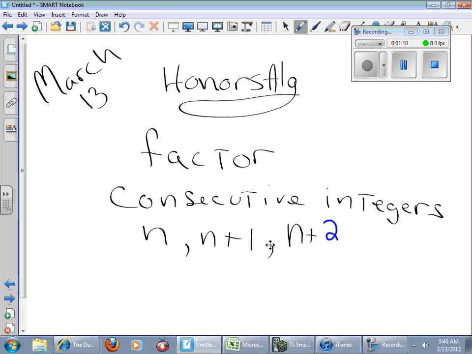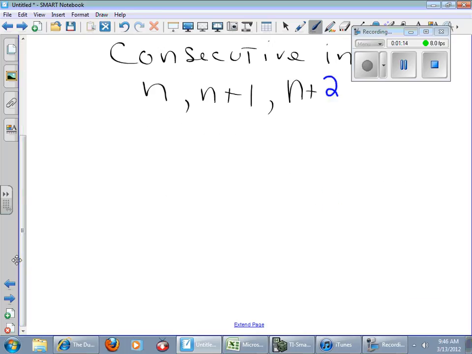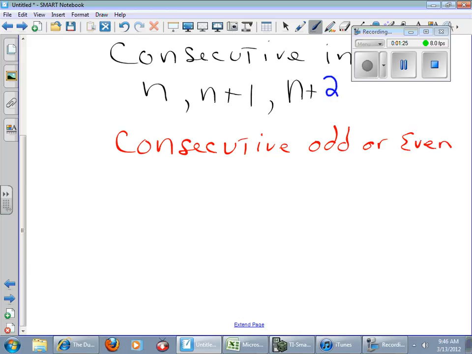You've got to pay attention, though, if it says something like consecutive odd or consecutive even. All right, consecutive odd or even, they both work the same way. Again, you don't try to make the variable odd or even. You just say it is. So your first is n. Okay, you don't try to do anything to it. Or if it said a negative integer, you wouldn't do like negative n. You would just put n.